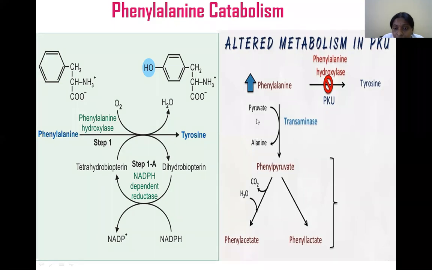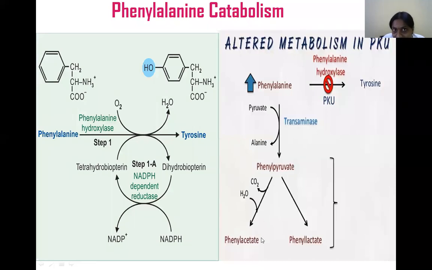When the metabolism is diverted to an alternate pathway, its metabolites are excreted. Phenylalanine in the presence of a transaminase is converted into phenylpyruvate, phenylacetate, phenyllactate, and phenylglutamine. These are the four metabolites excreted in urine in large quantities. Due to the presence of phenylacetate, urine gives a mousy odor.